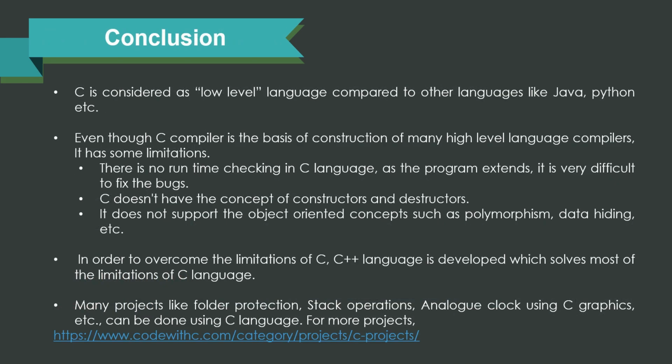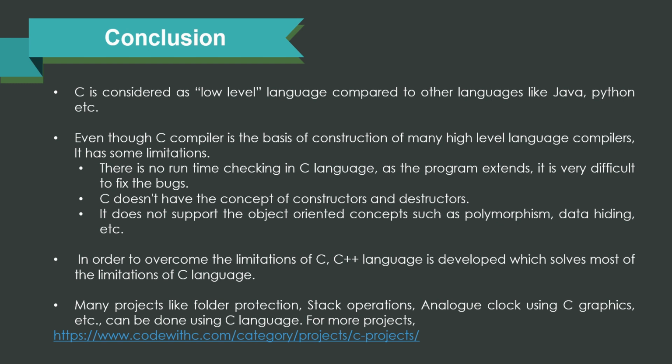And now let us conclude this quick session. C is considered a low level language compared to other high level languages like Java, Python. Even though the C compiler is the basis of construction of many high level language compilers, it has some limitations. There is no runtime checking possible in C language. As the program grows bigger, it would be very difficult for a novice programmer to fix the bugs.